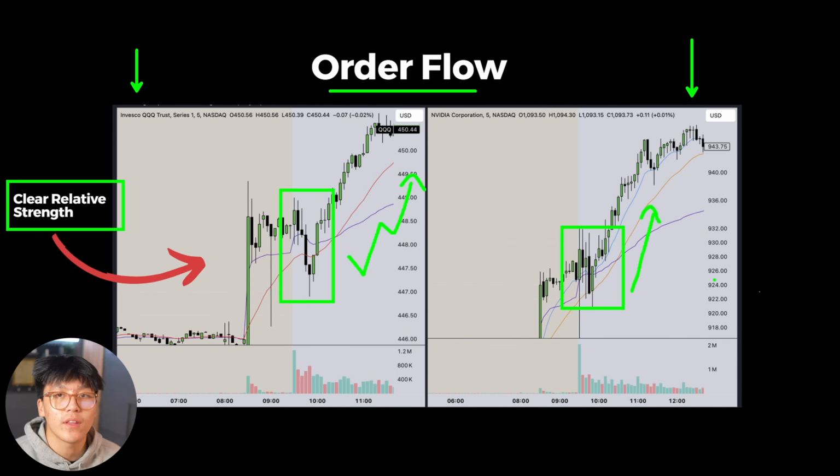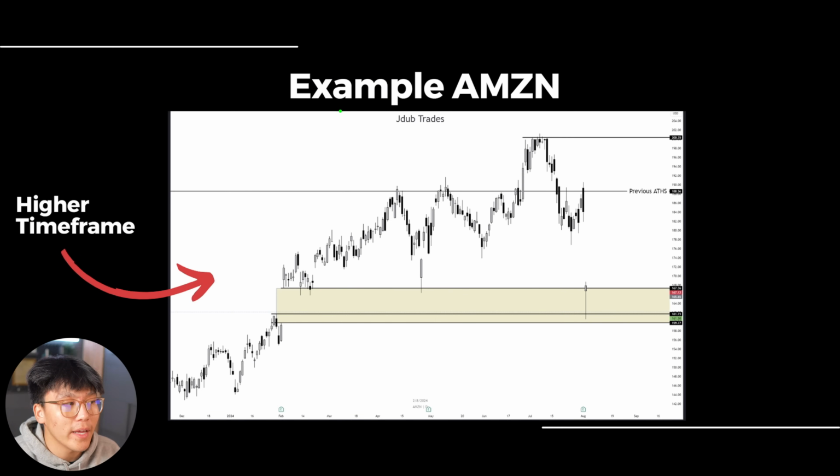So now let's go on to another example that I have. So as you can see here, we're on Amazon, and based off the higher time frames, what we have is a gap down. So we have a gap down in the market. We have a clear level of support, right? Which usually means that there's a bunch of liquidity resting underneath that level.